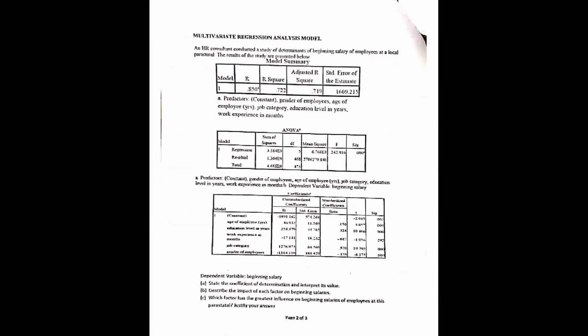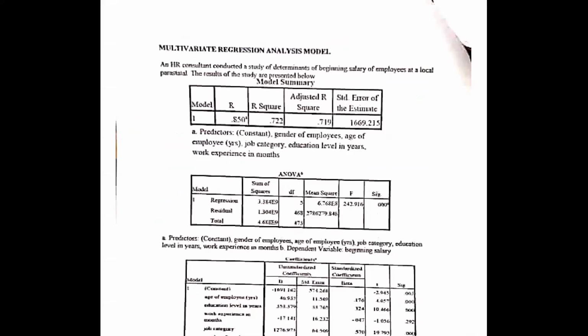Here is the Excel output, the output from Excel for a multiple regression model. There was a data set. Let me read the question so that you can understand. I'll be quick on this one. I'm sure you did this with the prof. That's what I heard. Is that true?